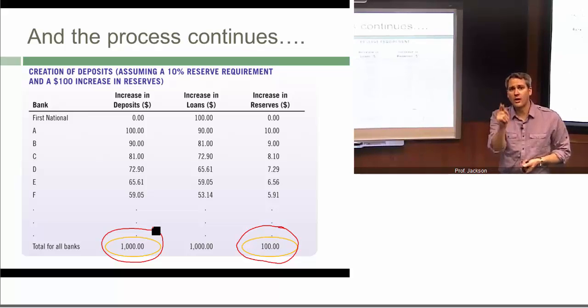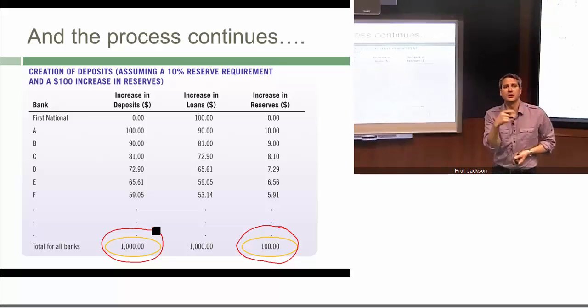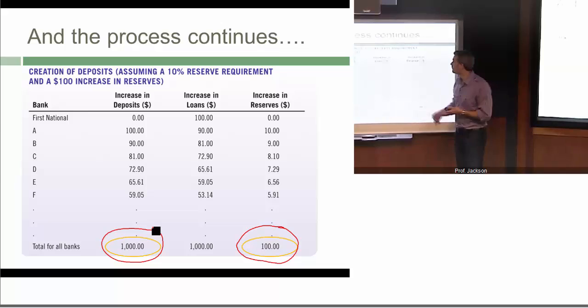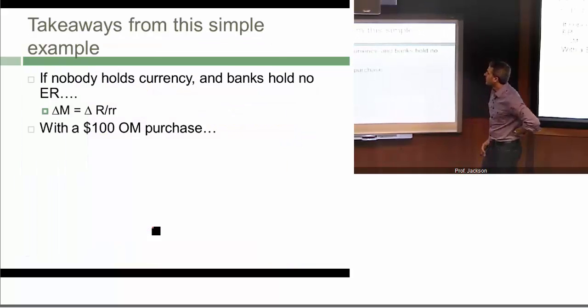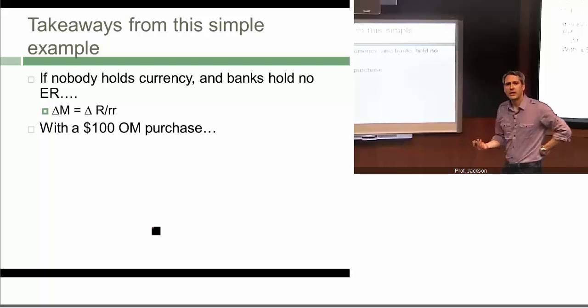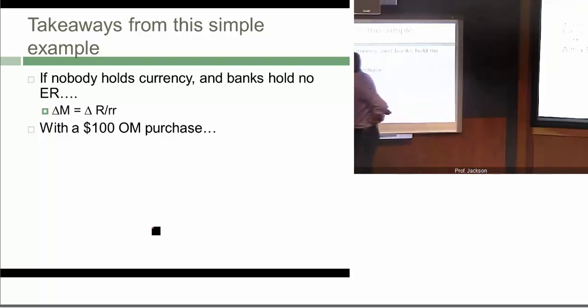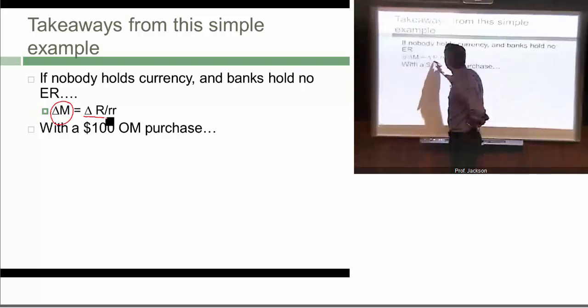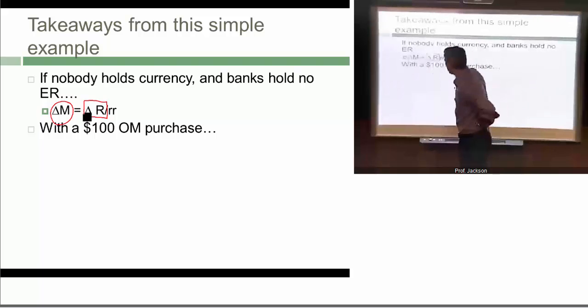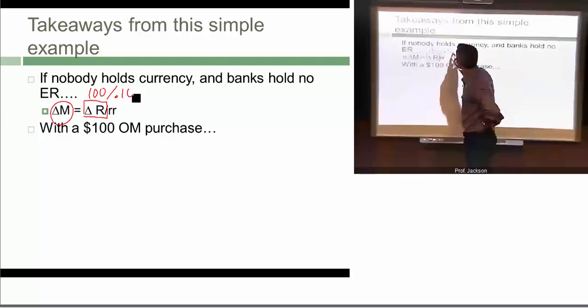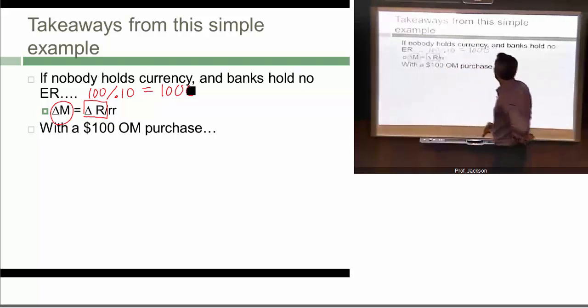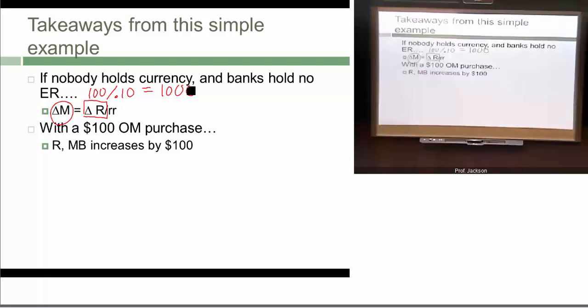Now, keep in mind, deposits are one component of the money supply, right? You have currency, deposits, traveler's checks, those kinds of things. And so those represent a form of the money supply. And so the takeaways are the following. So if we, again, assume rather boldly that nobody holds currency and banks don't hold any excess reserves, then the overall change in the money supply in this case is going to be dictated by the initial change in reserves, which was the $100 open market purchase, divided by the required reserve ratio, which is $1,000.